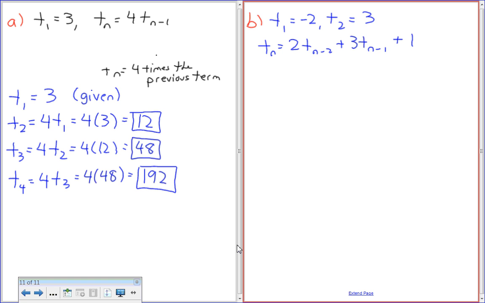Somebody be brave and give me T1 and T2. So it's a question or answer? Go ahead. T1 and T2. Go ahead. -2 and 3. Good. So you can write here. These are given. That's what we should start off here.